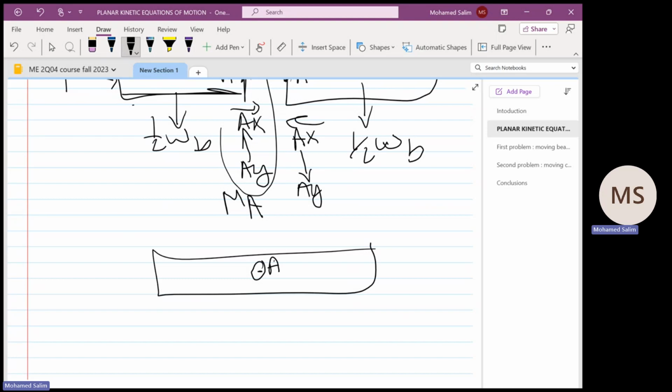But for rotation, can this body rotate around A? Yes or no? Because the spin can rotate. There is no resistance for rotation, so the moment will be 0, assuming that there is no friction. Good? An ideal case.